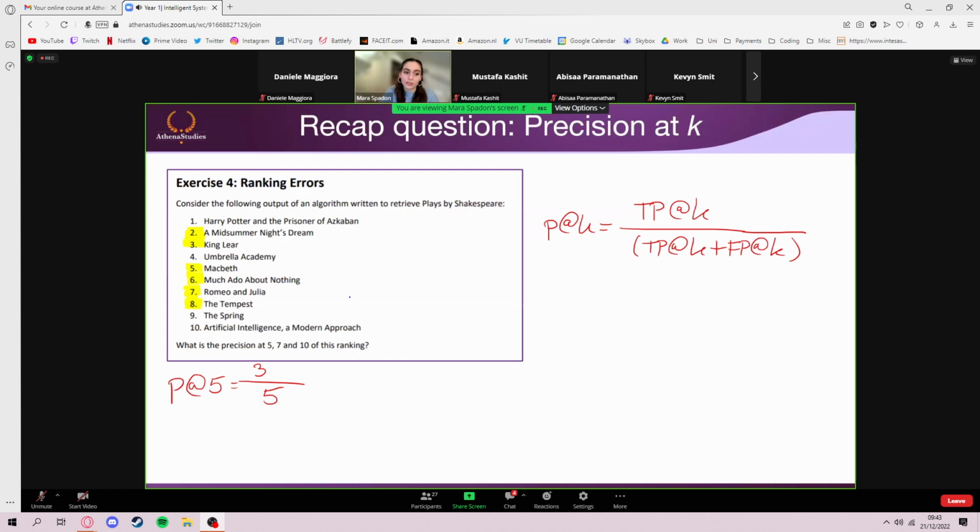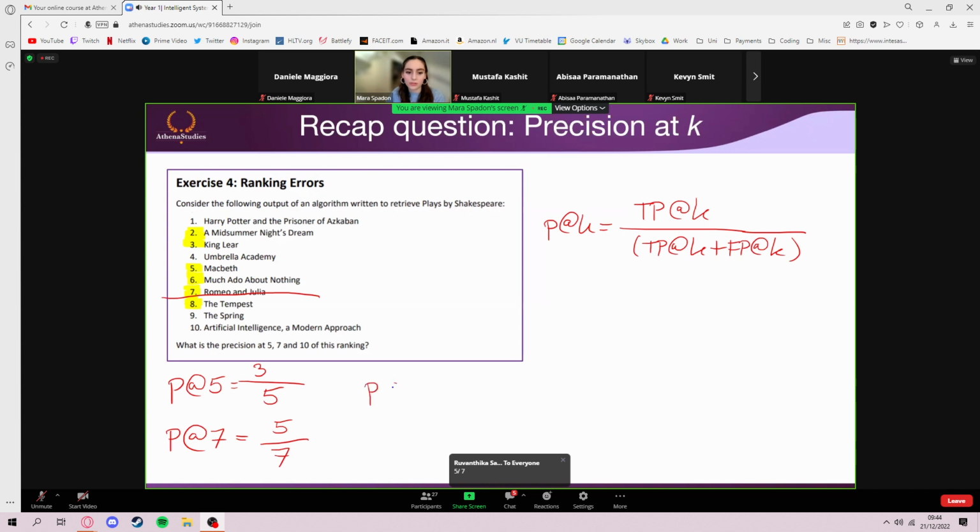So I feel like this should be quite straightforward. Then we do the same for 7. So we break this up. We only look at the first 7. So how many true positives do I have in my results? 5/7. Exactly. Great. 7 is the total.